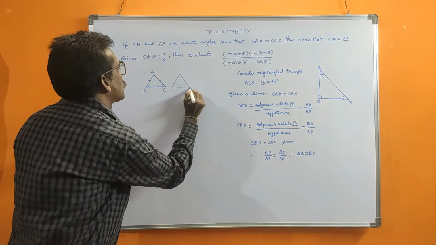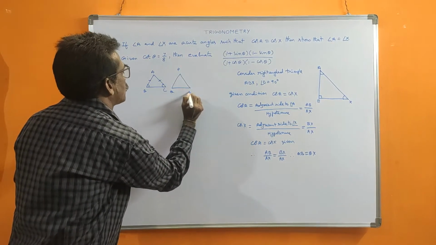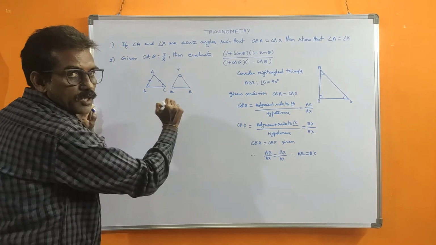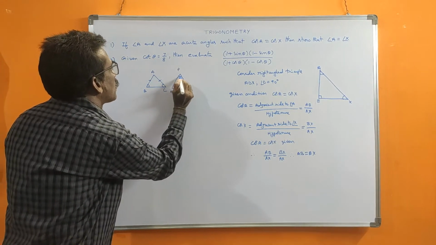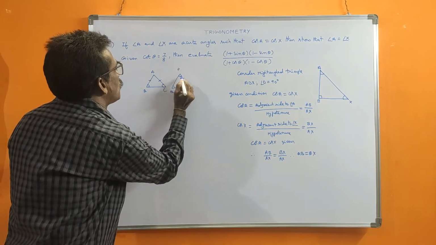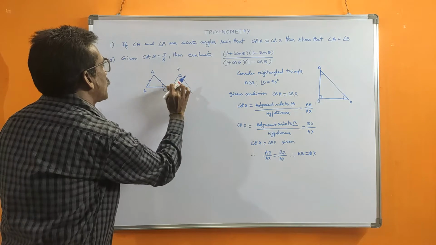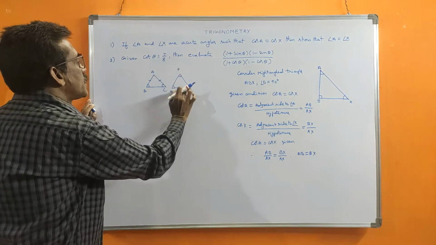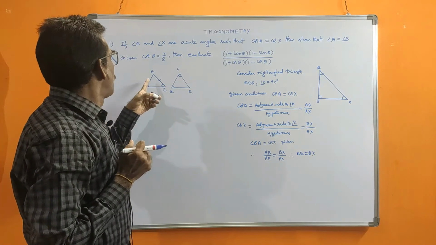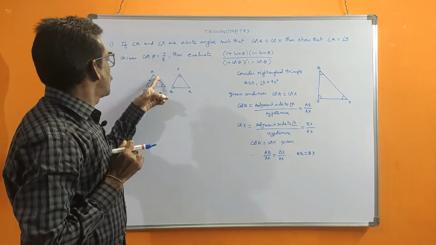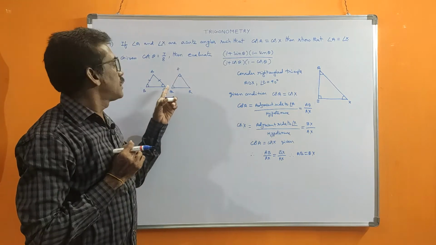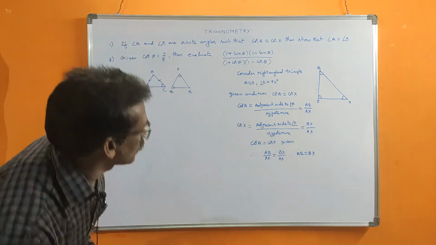Otherwise, suppose PQR, another triangle I will take. Suppose this angle is equal. Then for this angle the opposite side is QR, and for this angle it is PR. If angles P and Q are equal, then PR and QR are equal. That means what is the theorem? In any triangle, if two sides are equal, then their opposite angles are equal. If two angles are equal, then their opposite sides are equal.